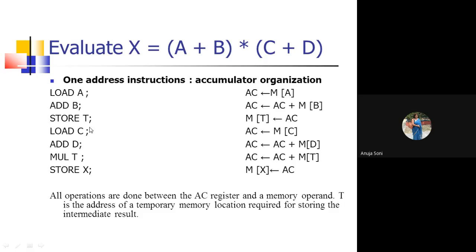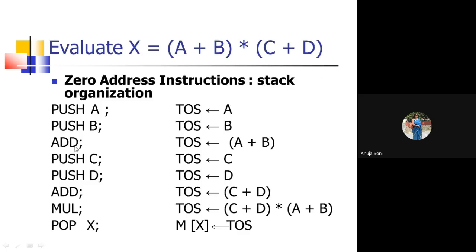How has C plus D been done? Load to AC: the value retrieved from the Cth location will be loaded to AC. Then add D: M of D will be added to the AC and the result will be stored in AC. Now AC consists of one operand, C plus D. Now further, in order to accomplish this multiplication operation, what will be done? That one location is being stored in the memory with the help of the store statement at the Tth location.